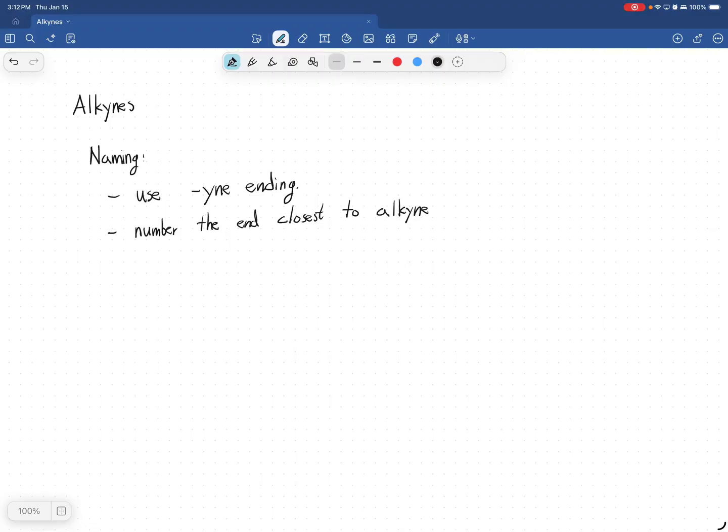But if there's a double bond, would you start there? Oh, that's a good question. Yes, you would. You would start from the double bond. We'll see some examples like that. In most cases you may not see both a double and triple bond, but sometimes you may, so it's good to be aware of how to name it. Okay, so let's do an example.